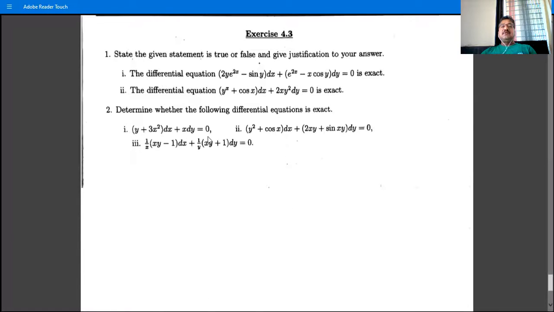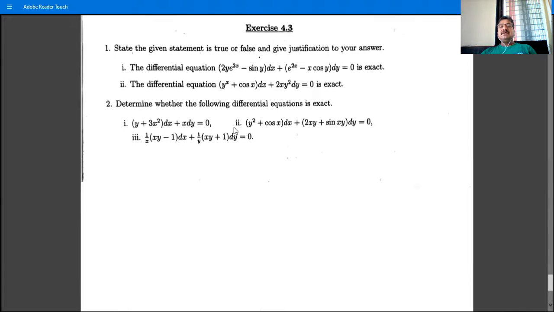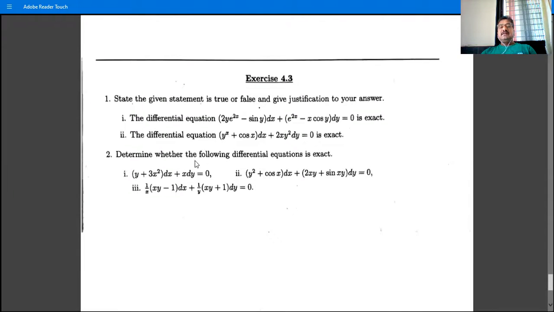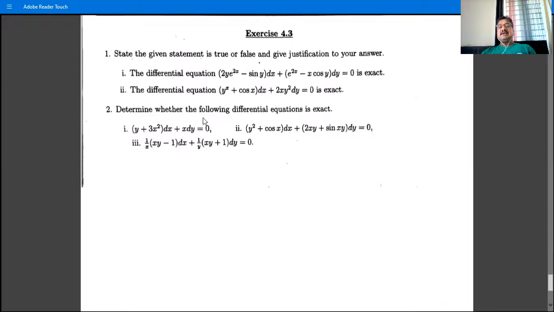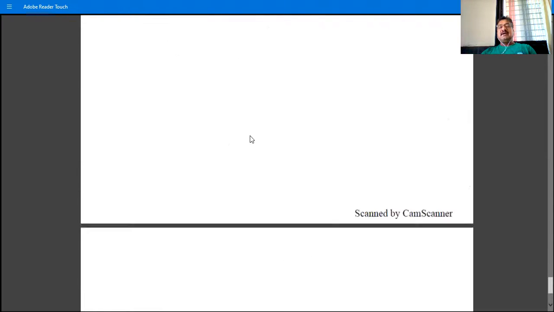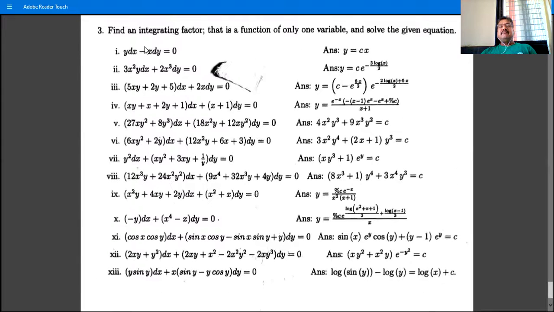So these are the problems for homework. Again, the same type: determine whether the following differential equation is exact. If it is not exact, find the integrating factor and then solve. Solutions are given. You have to find the integrating factor and then solve the given differential equation.